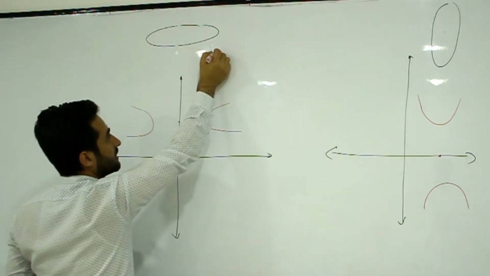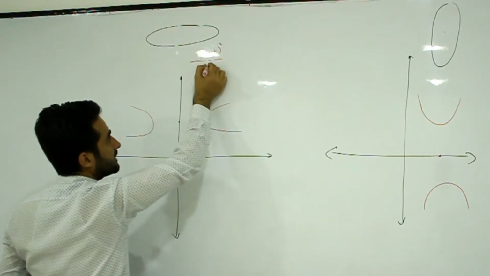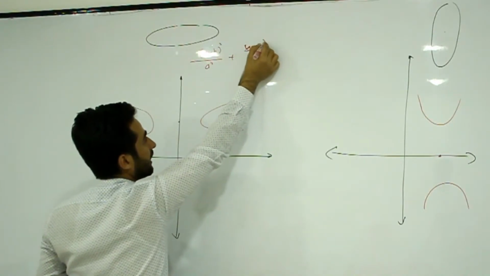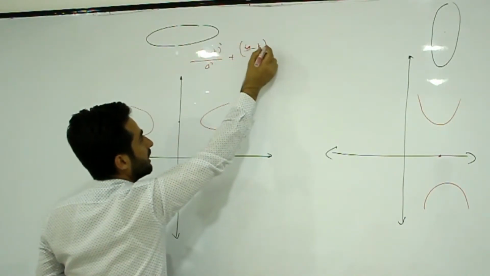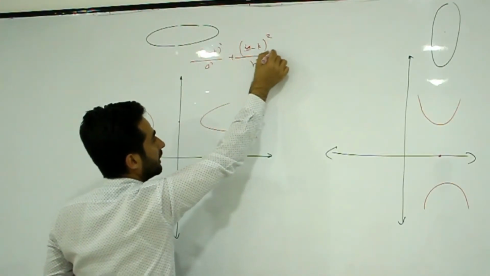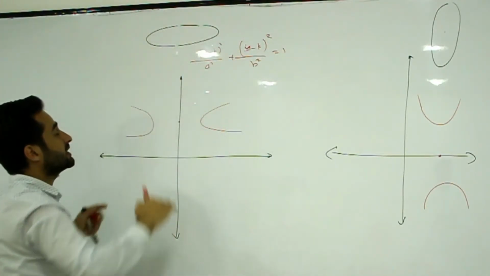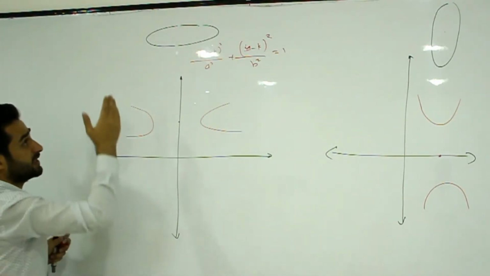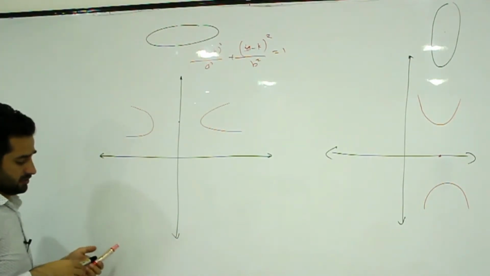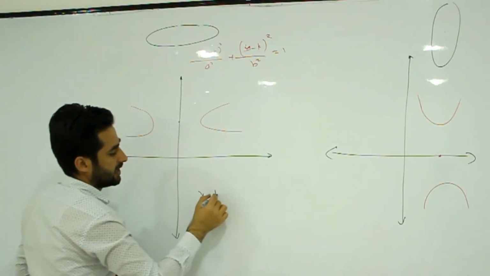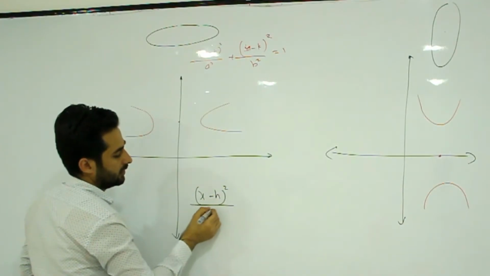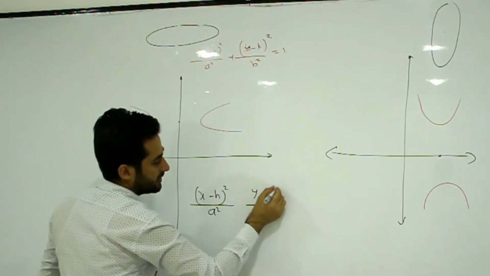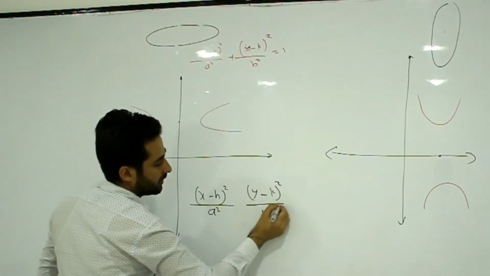The rule of this is x minus h squared over a squared plus y minus k squared over b squared is equal to 1. How do I know this is horizontal? Because a is written under x. We have the same thing for the hyperbola: x minus h squared over a squared and y minus k squared over b squared is equal to 1.